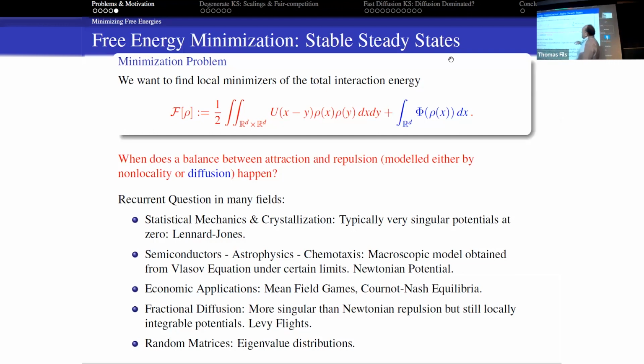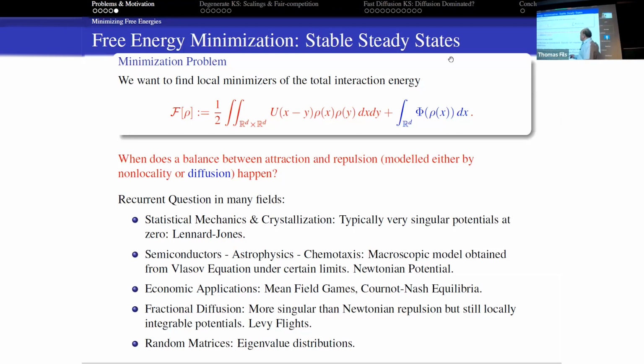So nevertheless, what they did in those works is to study it in the set of sum of Diracs, and there are plenty of interesting results in there. Probably the closest thing to what I'm saying today is the model in which you use as U the Newtonian potential, either attractive or repulsive.